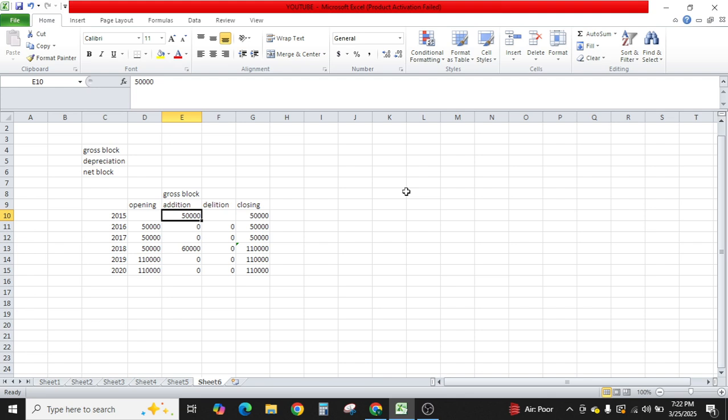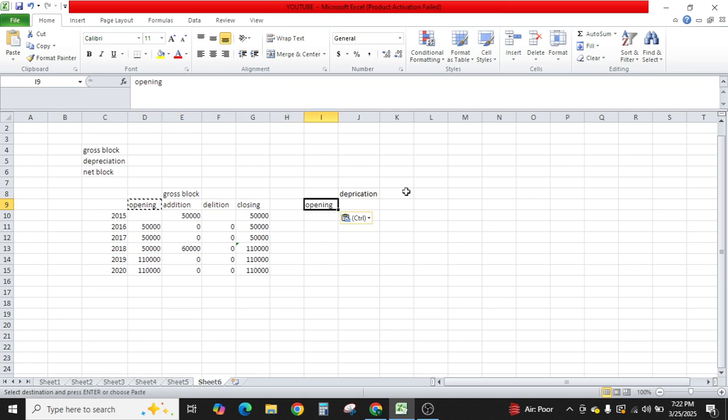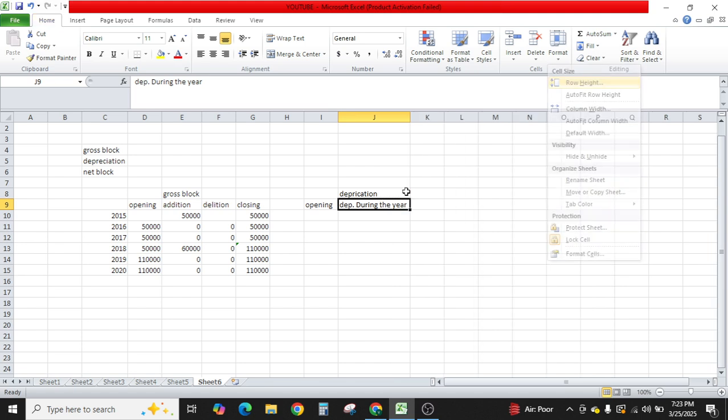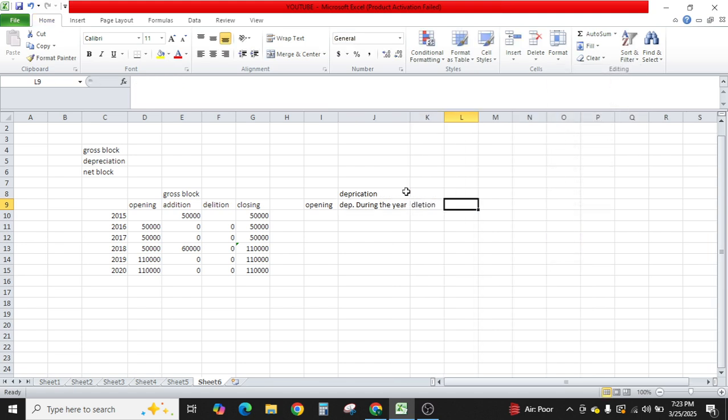Now there is one more thing known as accumulated depreciation, or depreciation. So here we will write depreciation. In the same way, we have opening, depreciation during the year, and deletion. Then there will be accumulated depreciation.